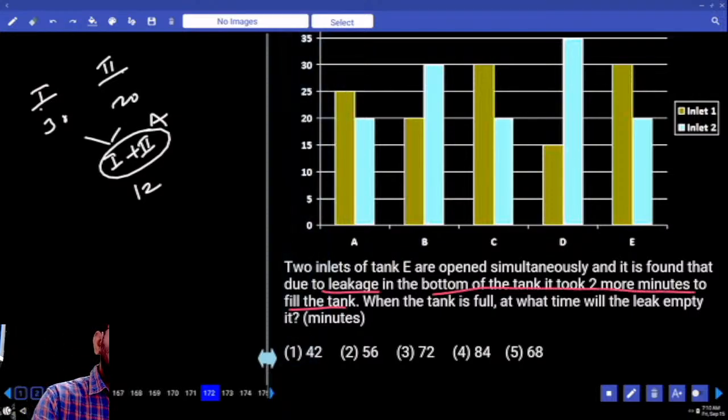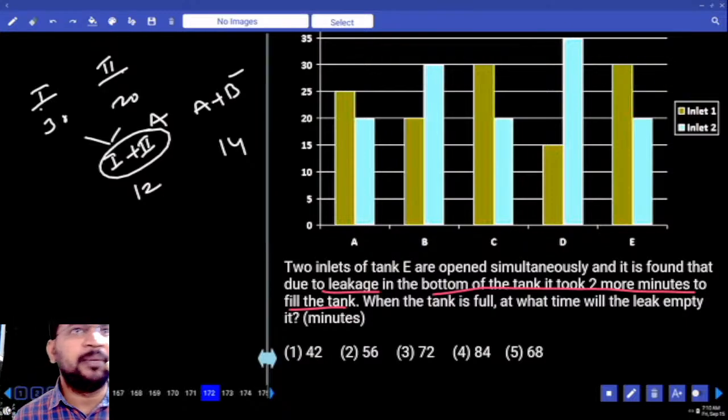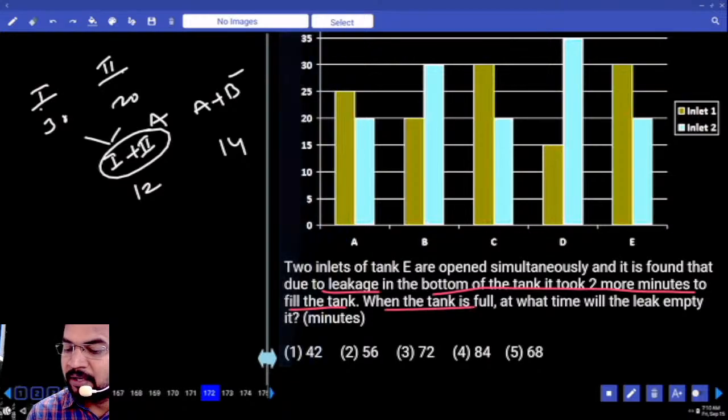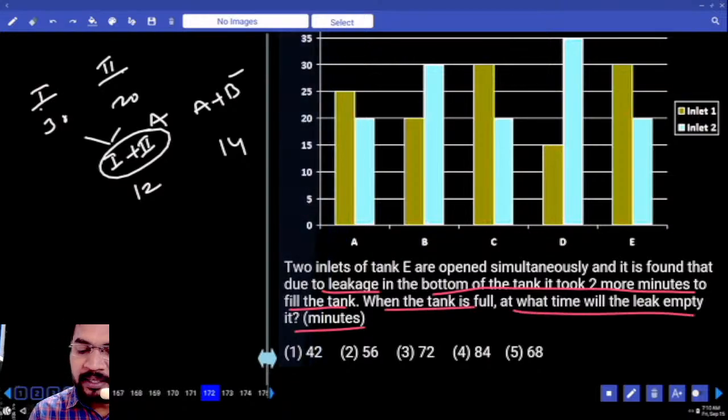Okay? That is A plus B minus the leak. Together it will take 2 more minutes. So it will take how many minutes in total? 14 minutes. Are you clear? 14 minutes. Now they are asking, when the tank is full, at what time the leak will empty it.